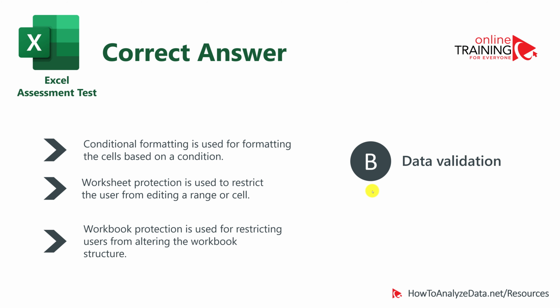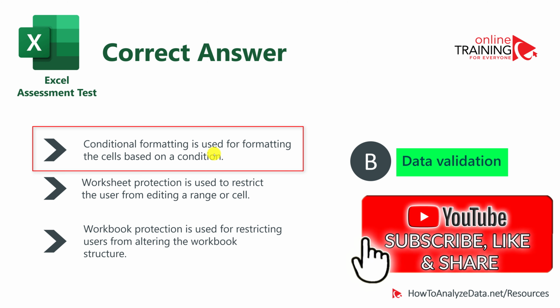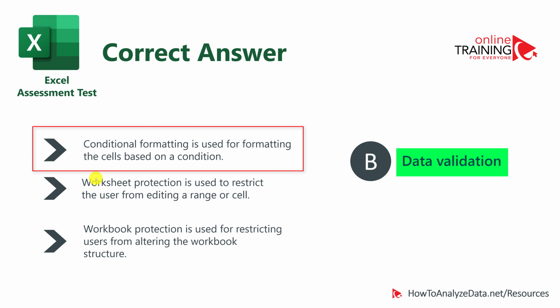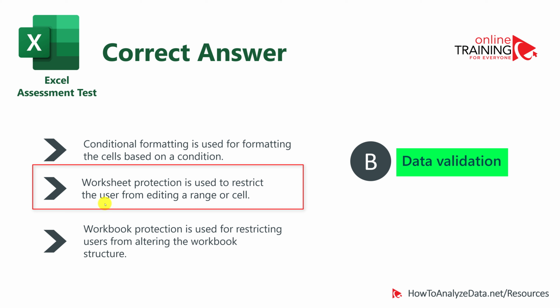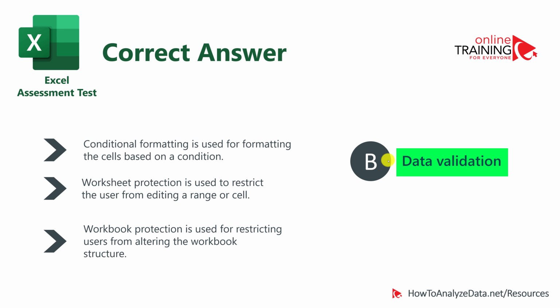So as you might have figured out, the correct choice is data validation, because the other choices are designed to trick you. Conditional formatting is used to format cells based on a specific condition. Worksheet protection is used to restrict users from editing a range or a cell. And then workbook protection is used for restricting users from altering the workbook structure. So B is the correct choice. Hopefully you've got this one right.